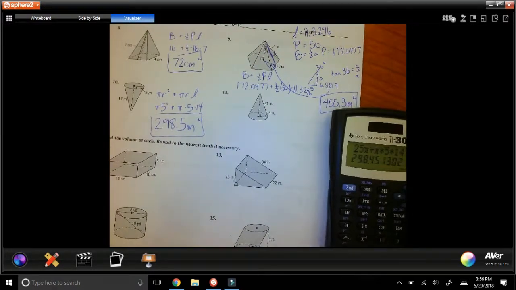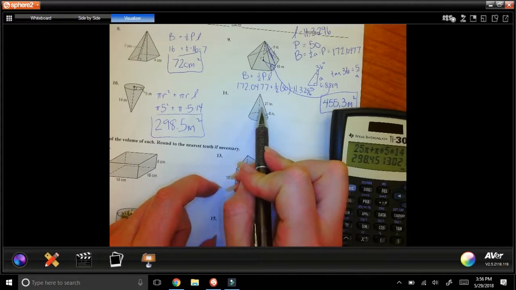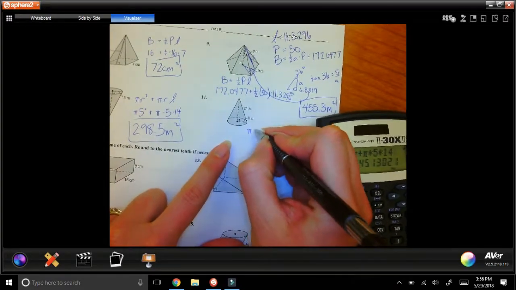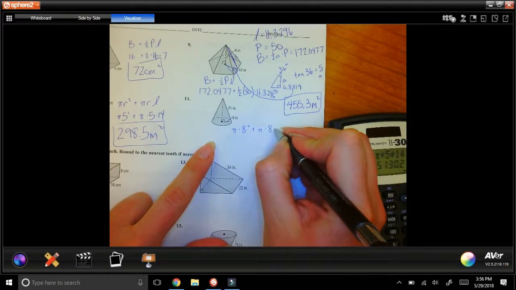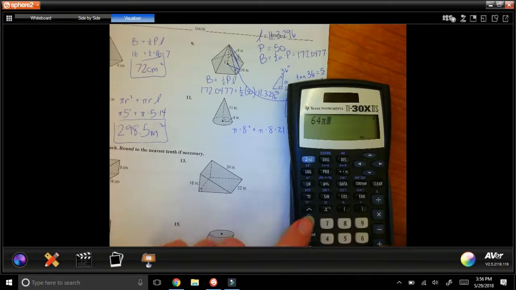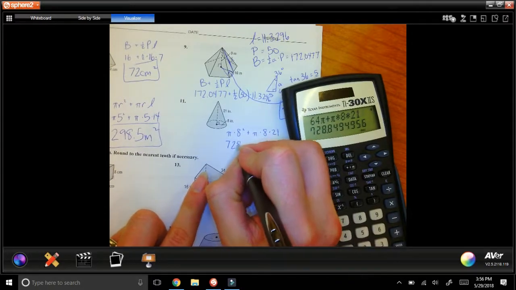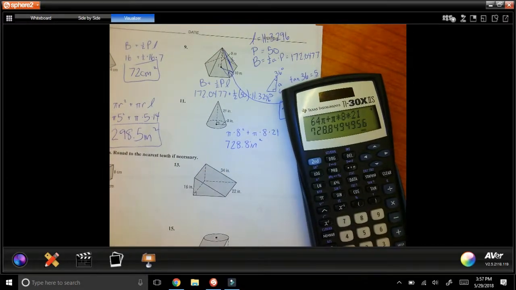And this last one here, again, they give us the height, they give us the slant height. If they wanted to give you the actual height, they'd have like a little line drawn in there. So these are both the numbers you need. So pi times the radius squared plus pi times the radius times the slant height. Just going to go in and multiply that stuff together. 728.8, and that's square inches.